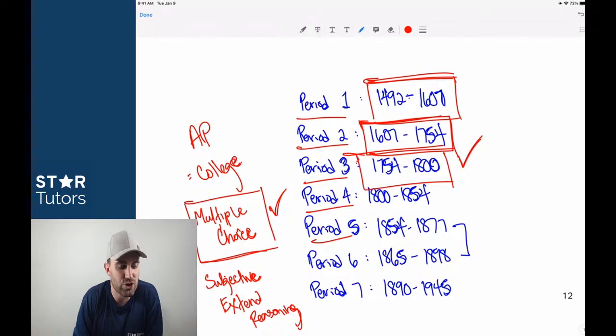Whereas if you come to a question and you have absolutely no idea what's going on, right? Like for me, that time period would be right here. The 1800 to 1854 is just blank, right?